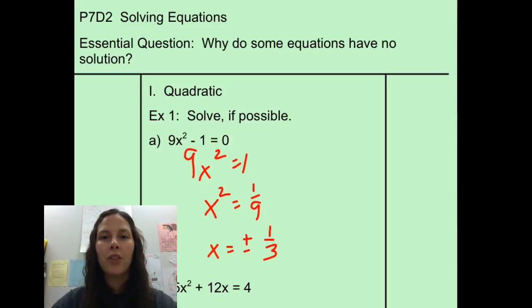If we put negative 1/3 into the equation, once we square it, it becomes positive 1/9, multiplied by the 9 becomes 1, and 1 minus 1 is 0. So that is a solution, just like the positive 1/3 is.